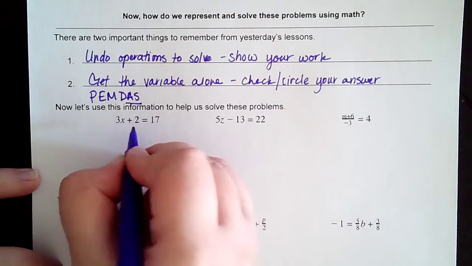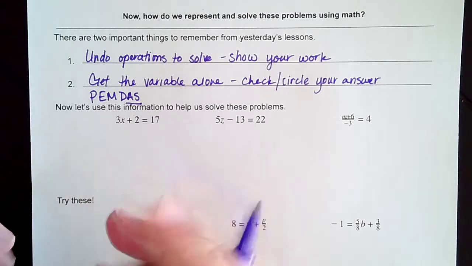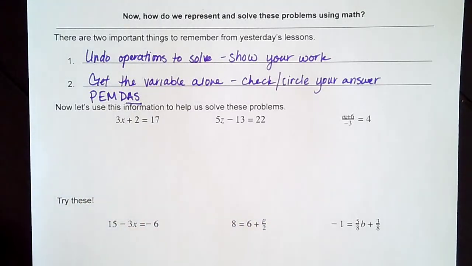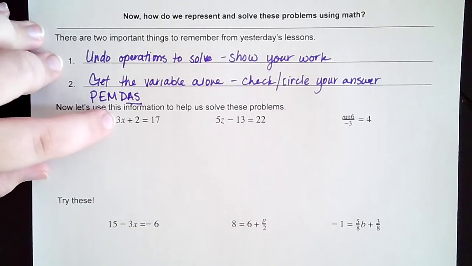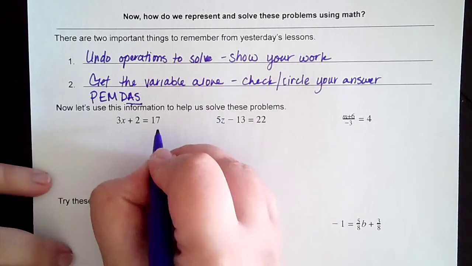So, in this case, to solve for 3x, I need to get this positive 2 away. It is farther away from the variable than this 3 is, which is really up close and tight using multiplication.